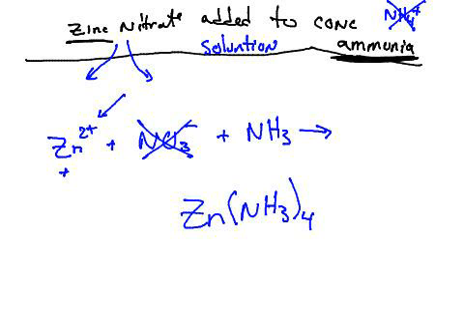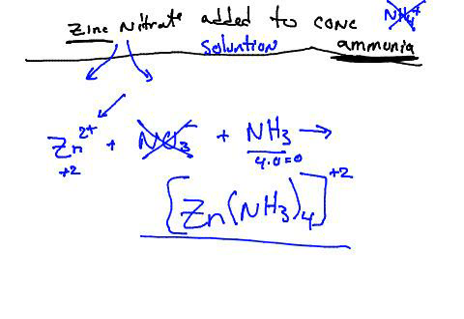Now we refigure the charge. The charge of the zinc is plus 2. There are 4 ammonias. Now, what's the charge of ammonia? I don't see a charge, so that means it has a charge of 0. So 4 times 0 is 0. So the charge of this whole thing would be plus 2. Yep, plus 2. So that's how you do these.